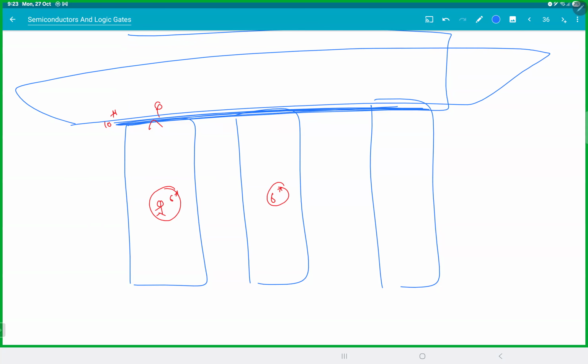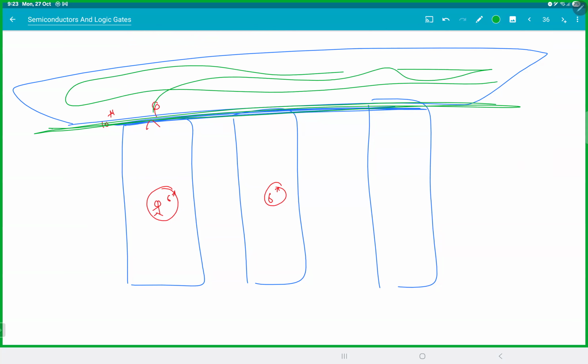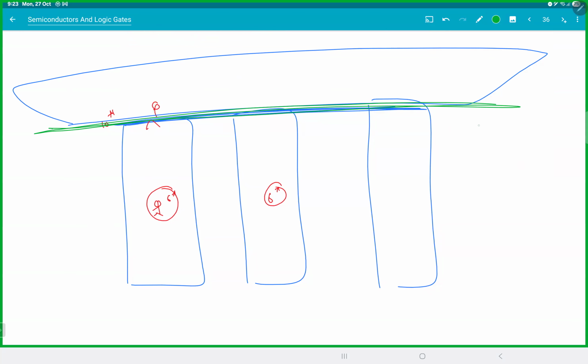So once you reach this level, this is the story there. This is your common energy level. Anyone who reaches this level is free to move across anywhere, isn't it? So this is called the conduction band. The conduction band is the energy level which is the common energy level for the electrons.